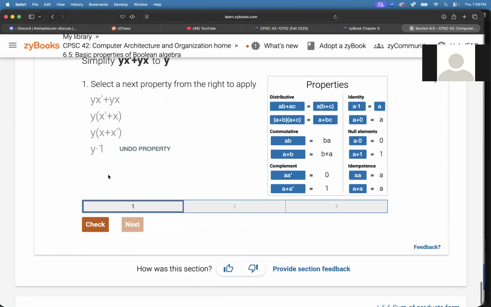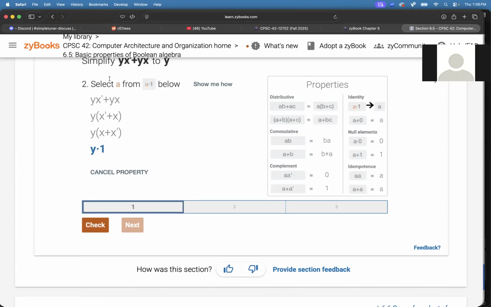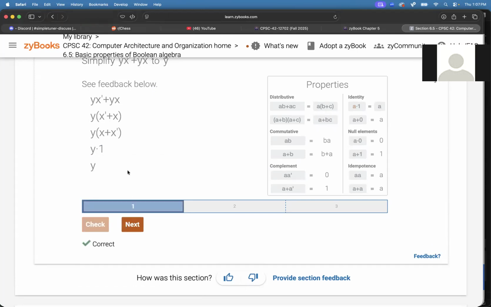There. Then we have to get rid of the one. So that is the identity law up here. So identity law, select the A, it's Y, select the one, it's one. Okay.